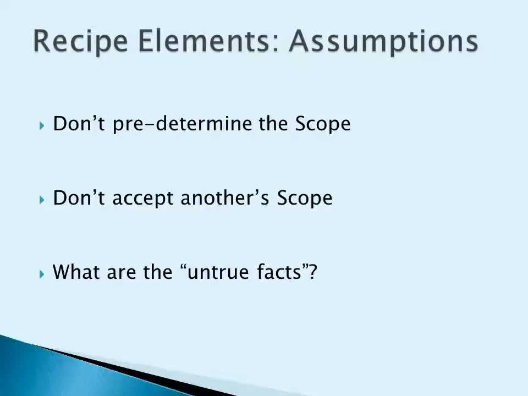Now we come to the assumptions in our recipe mystery. Don't predetermine the scope. The scope of the recipe says that it makes 3 to 4 servings. Well, what if I need to feed 6 to 8 or more people? Completing this recipe would not be enough.